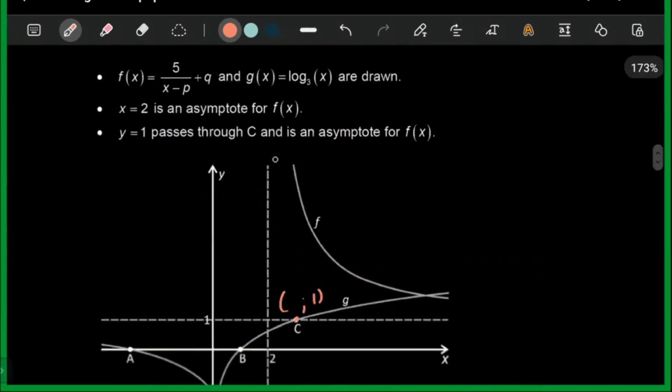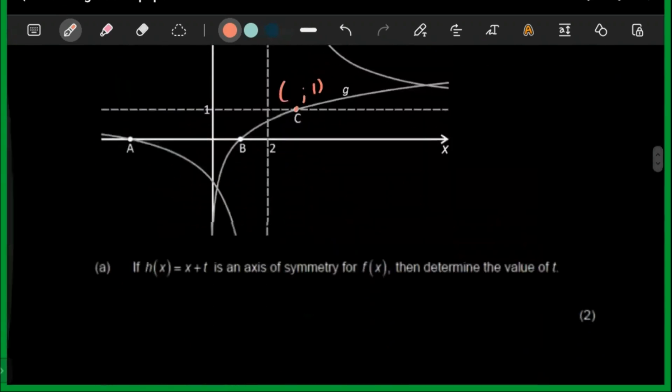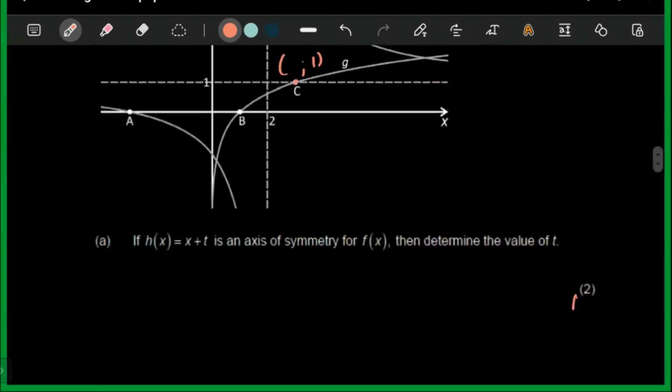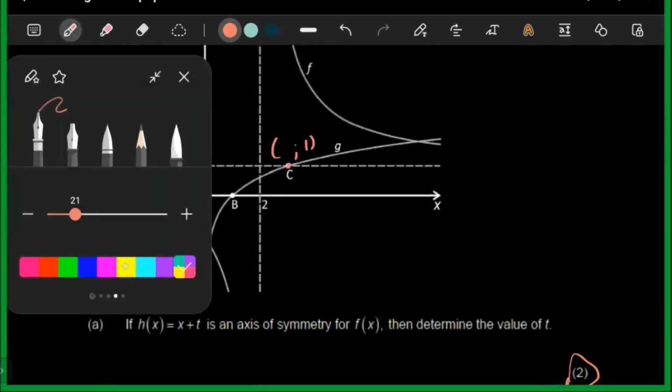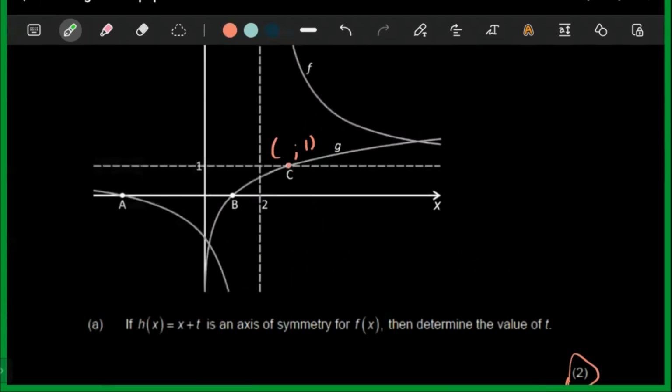So it says here c is an asymptote of f. Okay, so we know exactly where we're going to get our information. Because here they're asking if h of x is equal to this equation is an axis of symmetry of f, then determine the value of t. So all hyperbolas have two axes of symmetry. There's a positive axis of symmetry, and then there's also like a negative axis of symmetry.